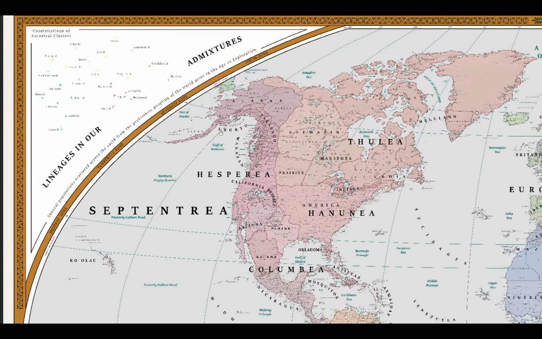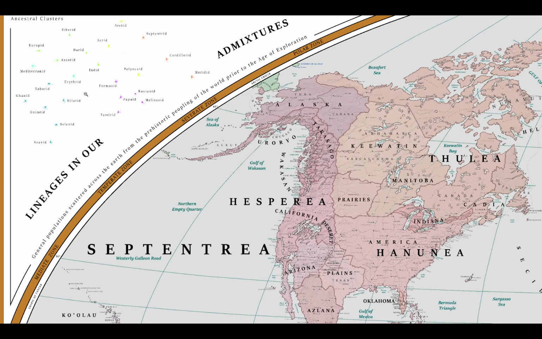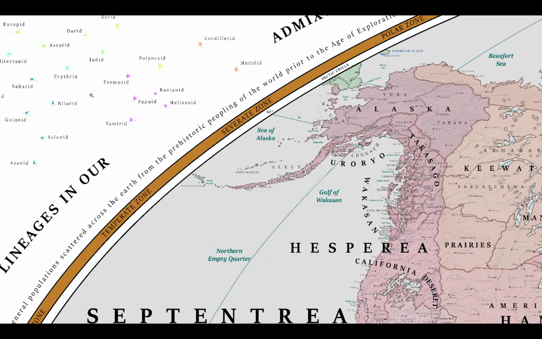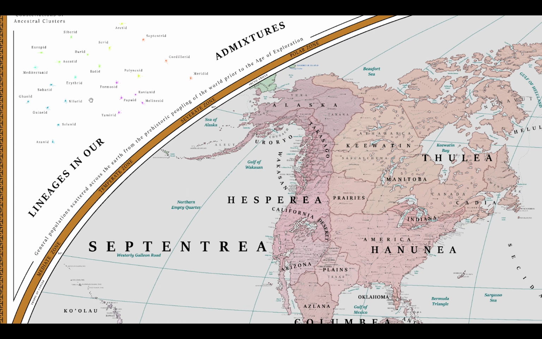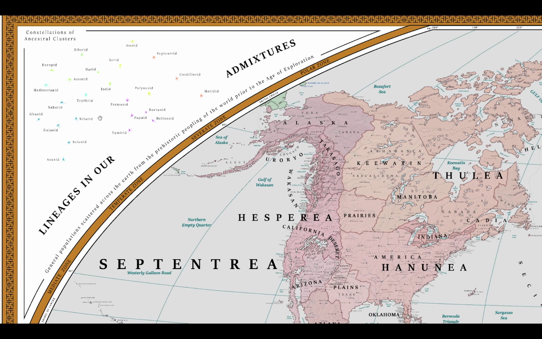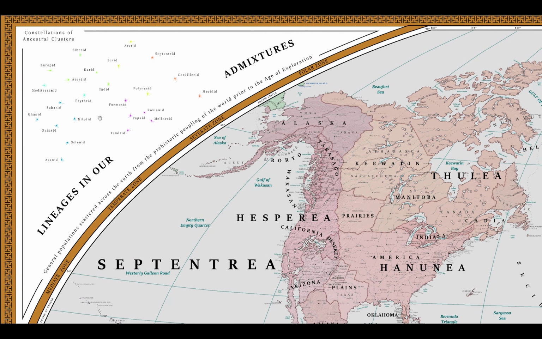Well, it's not a graph, right? Or I guess it's a... What would you describe it as? Decorative map art. I mean, it is like a chart, I guess. Yes. Okay. So what you have here in this graph, or whatever you want to call it, is a set of points, which are colored a little different. So this one is lineages in our admixtures.